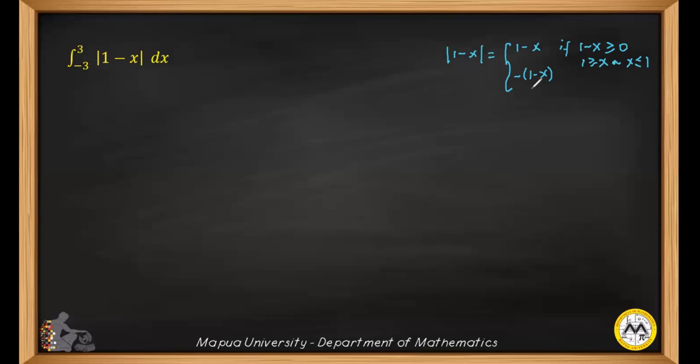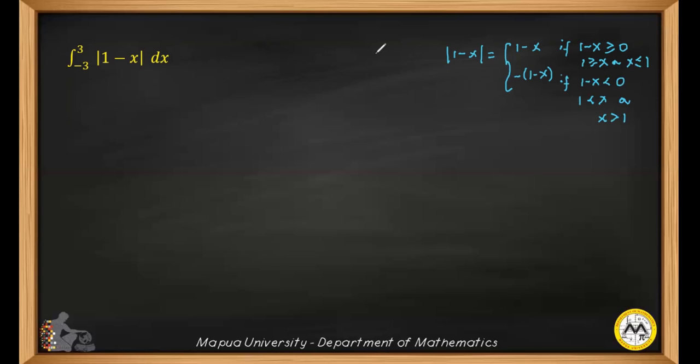On the other hand, the absolute value of 1 minus x is the negative of 1 minus x if 1 minus x is less than 0. Now, when 1 minus x is less than 0, we can also say that 1 is less than x. Or we may say that x is greater than 1.